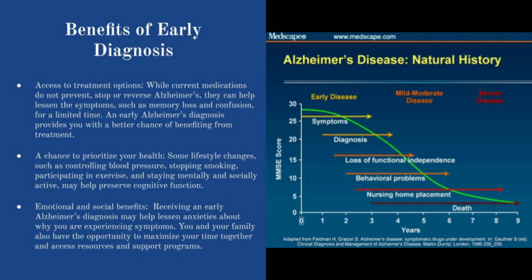Also, there are emotional and social benefits. Receiving an early Alzheimer's diagnosis may help lessen anxieties about why you are experiencing the symptoms. You will know at least why. And you and your family will have the opportunity to maximize your time together and to access resources and support programs. Imagine even taking your loved one on the trip you've always dreamed about. And if you would get the diagnosis 2 years after that, that might not even be possible.